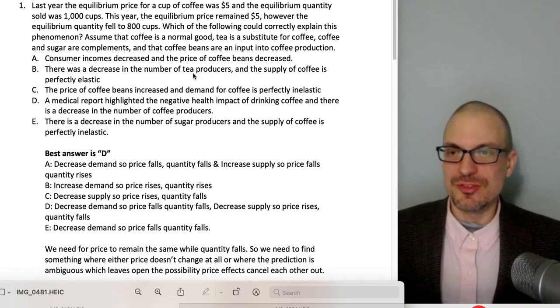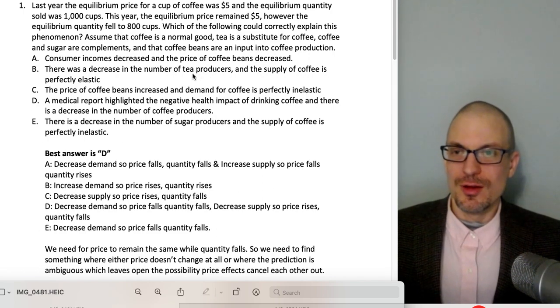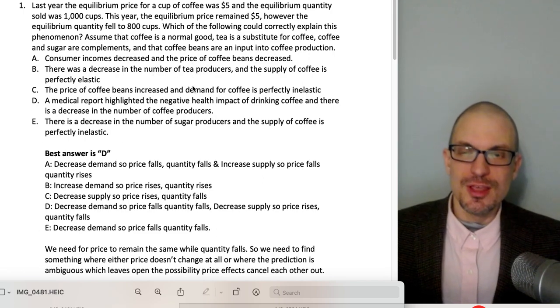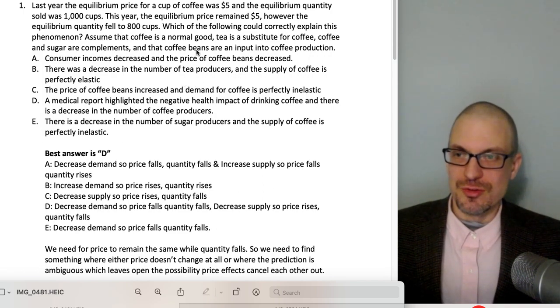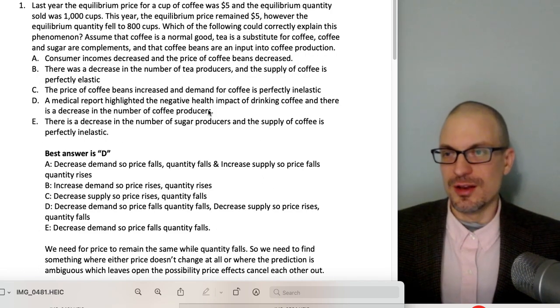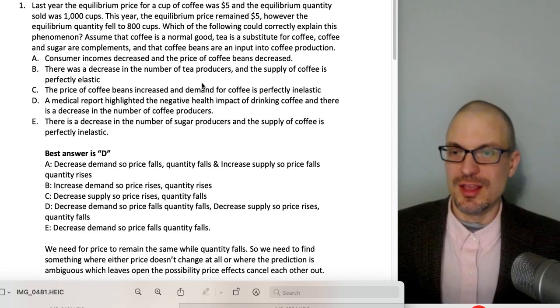That's going to increase the price of tea, right? A leftward shift of supply for tea. That's an important substitute for coffee, so that's going to lead to an increase in demand for coffee. That's going to tend towards an increase in price, and an increase in quantity.